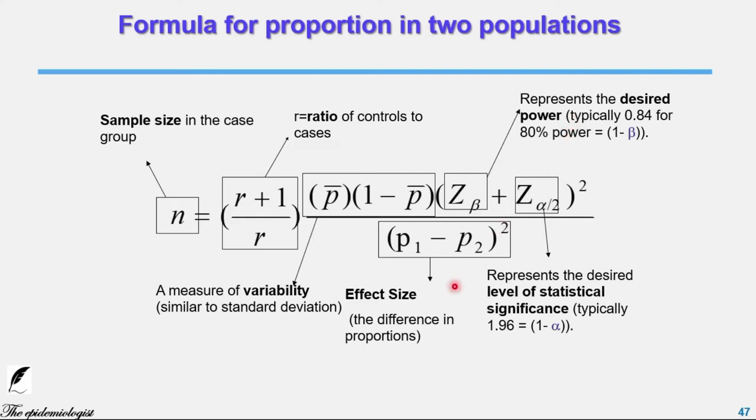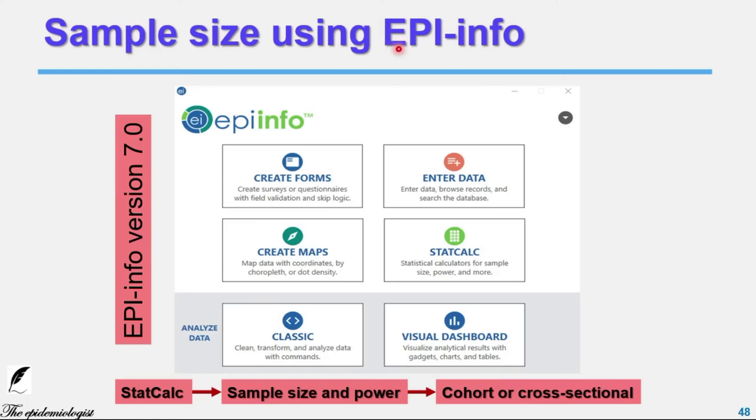Although sample sizes are done using computer software, knowing what the computer does may be important to some of us interested in doing it manually. Many software can do sample size, but the EpiInfo and the OpenEpi are accustomed to in many medical and health colleges. The procedure using EpiInfo is as follows. First, we click the icon for EpiInfo, and a window dialog opens. The window contains create forms, enter data, create maps, StatCalc, and the classic and visual dashboard. Here, the StatCalc is important for sample size determination.